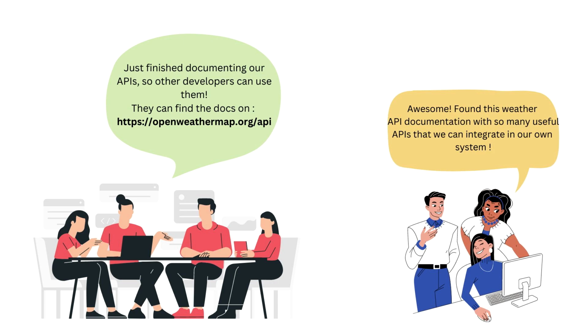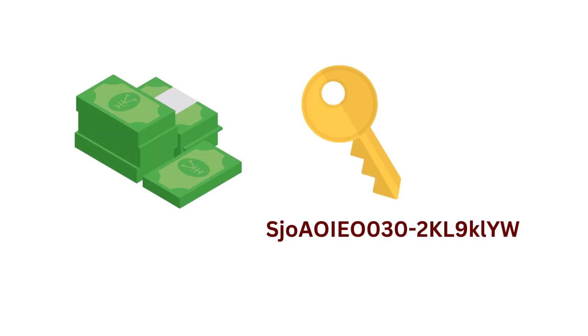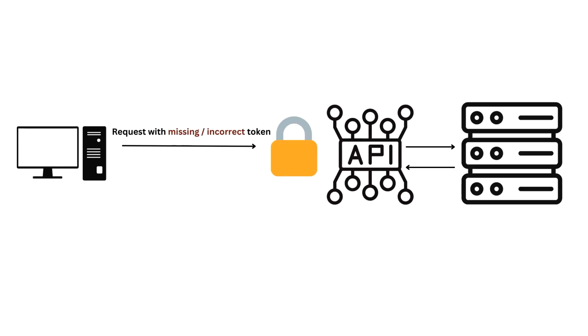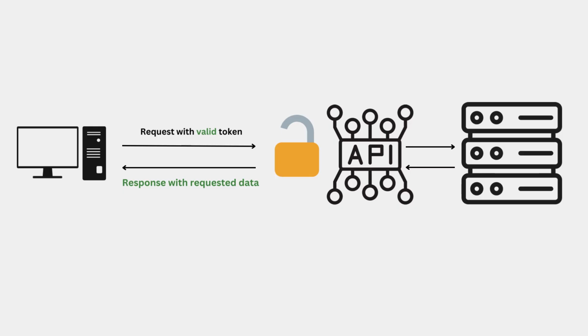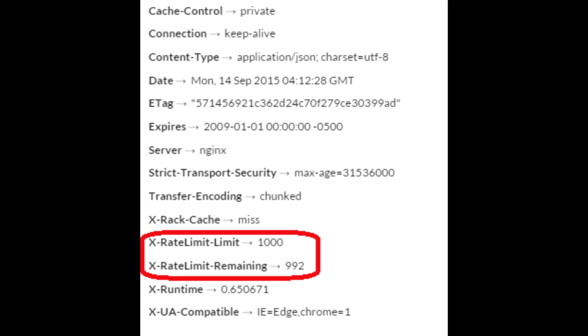Some APIs are public and free to use by everyone. Others require the purchase of an API key that can be used to access the API. APIs can also be secured, and only authorized users can have access to them by using an access token or an API key. APIs can also have limits on the number of requests that can be made in a certain period of time by a user.